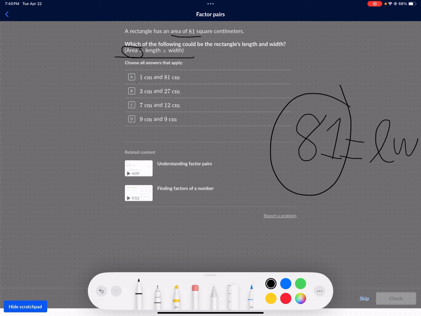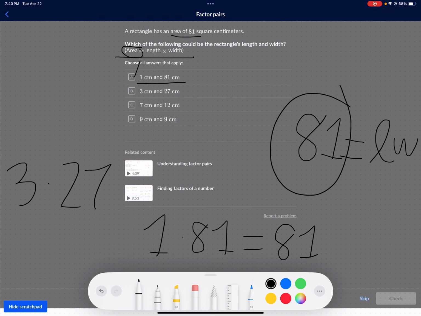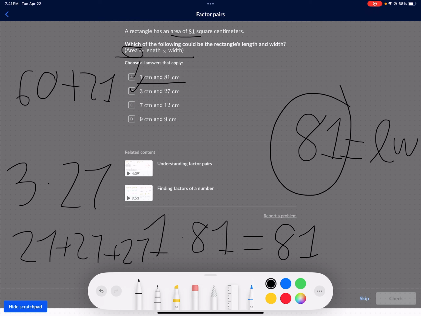First choice A, 1 and 81. So, 1 times 81 is equal to 81. So, this was correct. Choice B, 3 and 27. So we have 3 and 27 here. And will that be equal to 81? Yep, it will. Because we have 27 plus 27 plus 27. It can be a little hard to view it at first, but you just take 60, and then you add 21 after doing all the math. And you break it down.